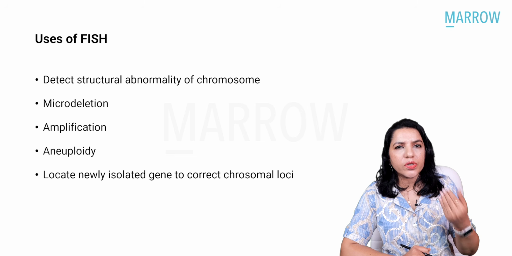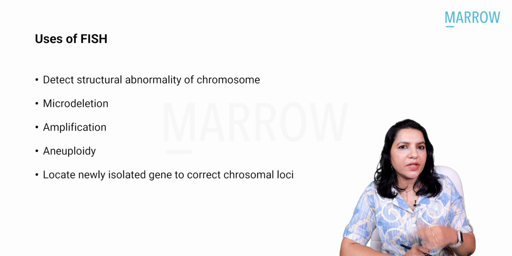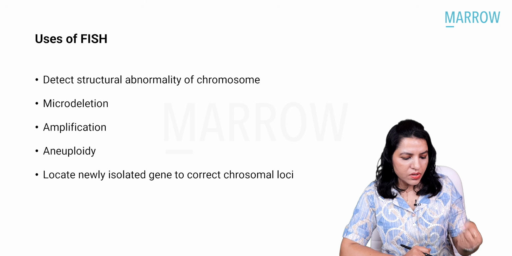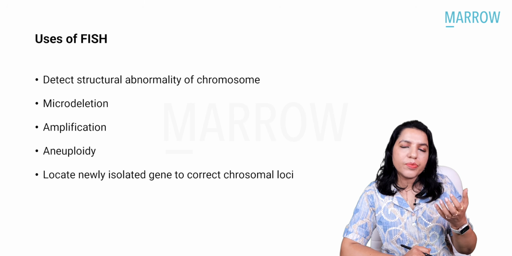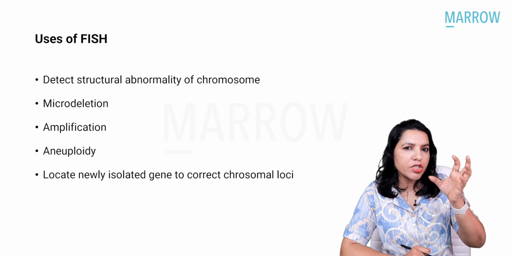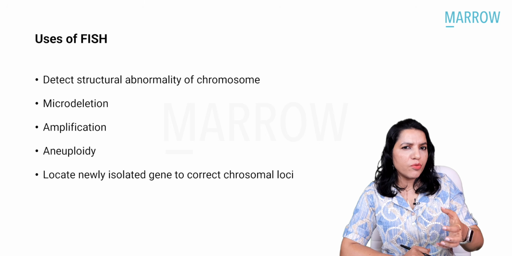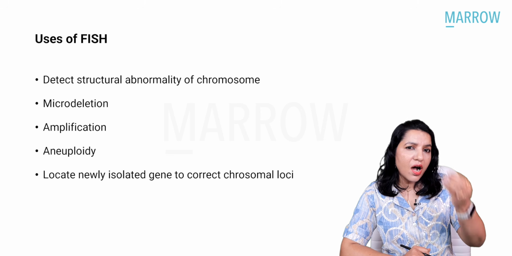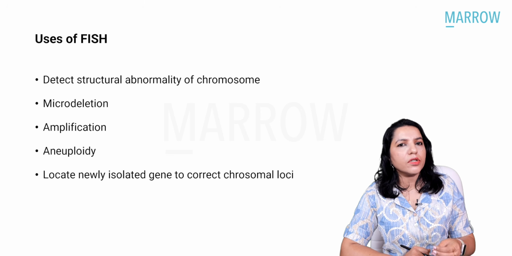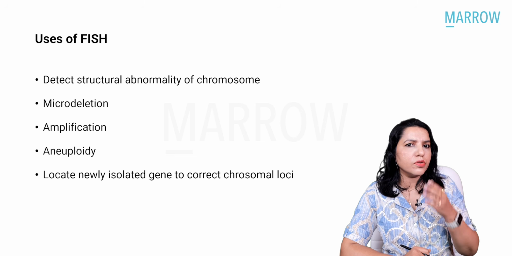Then aneuploidy, what is aneuploidy? The numerical abnormalities, the monosomies and the trisomies. So, that can also be studied using FISH. And it can also help us to find out the correct location of a newly isolated gene to its chromosomal loci. Which chromosome, which band, which arm it belongs to, we can find out using FISH. So, these are the uses of FISH.